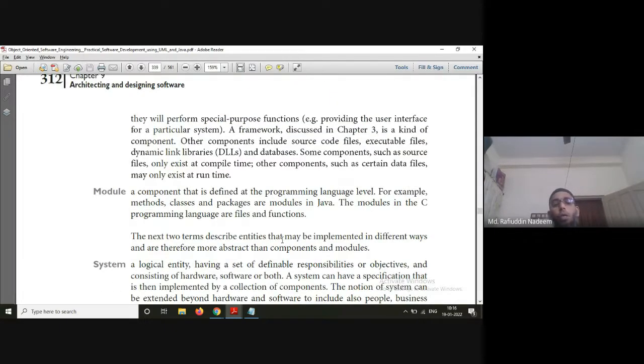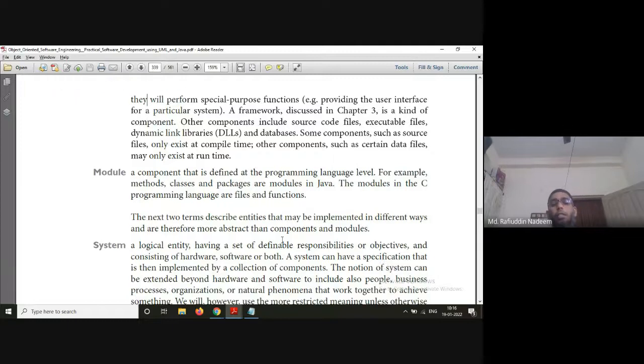Next, a module. What is a module? A module is a component that is defined at a programming language level. Means, for example, classes, packages, or modules. Classes and packages come under the modules. It is like a function, a module, a package, which has a collection of classes, interfaces, methods. The modules in the C programming language are the files and the functions.